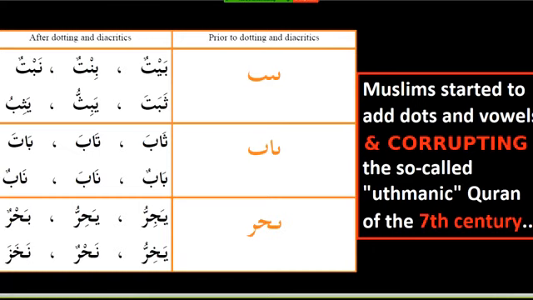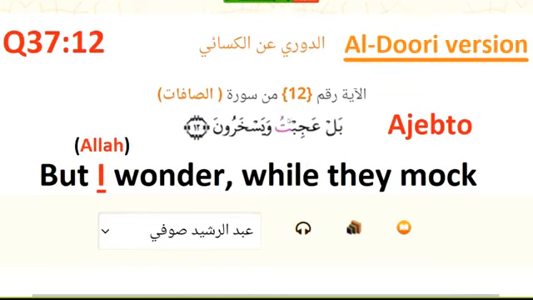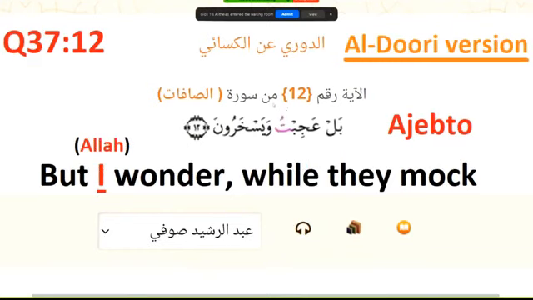And this is why, as we showed you, when you put a vowel on top, like this ayah, chapter 37, ayah 12, it becomes ajibta. But we showed you from Aduri, when you put a different vowel, it becomes ajibtu, and the meaning changes. Do you see it? So this one says, but I, Allah, wonder. But the Hafs version says, but you, Muhammad, wonder. Do you see how a vowel can change the meaning? Ya, ini tadi contohnya ya di Quran surah 37 ayat 12, ajibta dan ajibtu ini berbeda arti. Kalau tanda bacanya beda, jadi artinya berbeda.